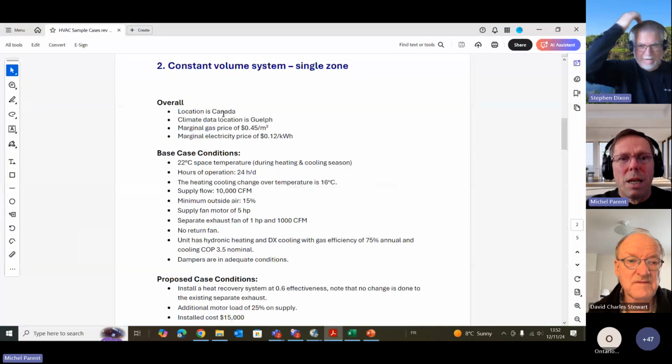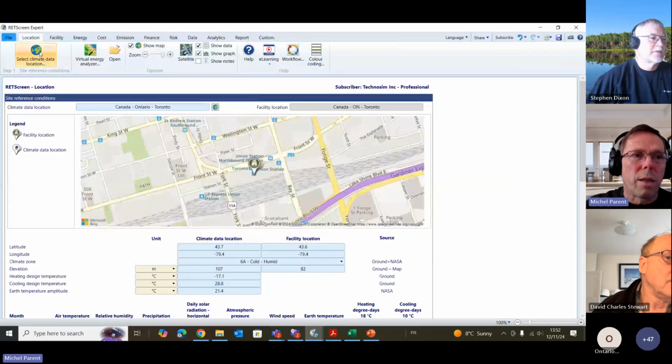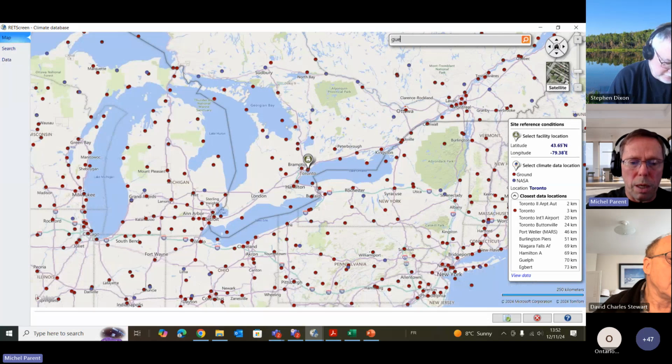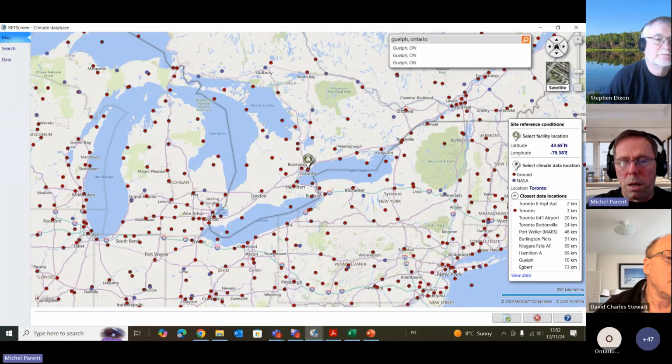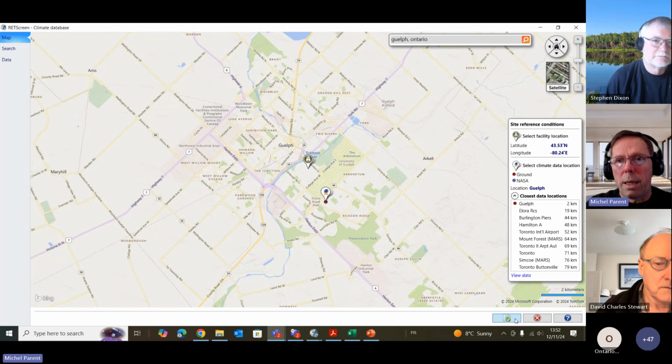Guelph. So in this case, it's Guelph. Again, the difference between Toronto and Guelph in terms of results would be marginal. But if we want to make sure we have the same results, we're going to use exactly the same. So Guelph, Ontario. I'm going to go OK.